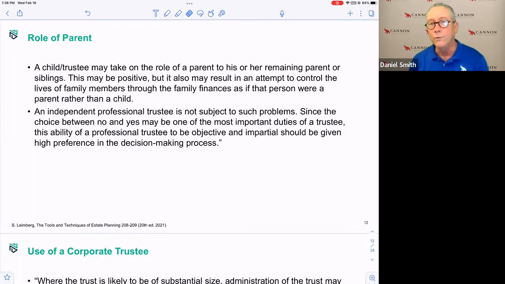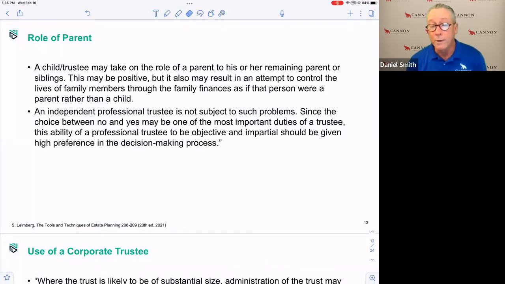It's a textbook that we use in our Trust 1 class as a trust school in general, but it's given out in the Trust 1 class to kind of talk about the roles of trustees, but also taxation, other elements associated with estate planning. But he said the child trustee may take on the role of a parent to his or her remaining parent or siblings.